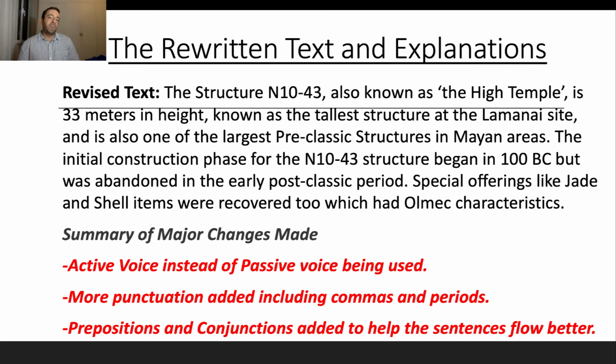So here's a summary of the major changes I made. Active voice instead of passive voice being used. More punctuation added, including commas and periods. There was a period missing earlier. I added an extra comma, I believe. And then you've got to have your prepositions and conjunctions like "but" and "and" added to help the sentences flow better and to coordinate them as well, when you have two different thoughts or two similar thoughts, but you want to put them in the same sentence. So that's pretty much it.